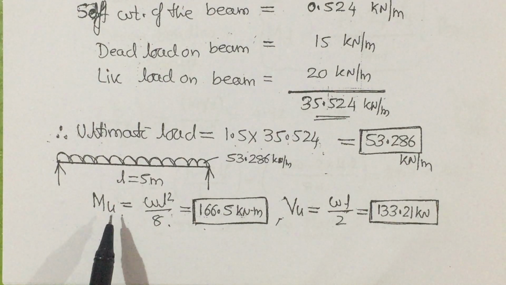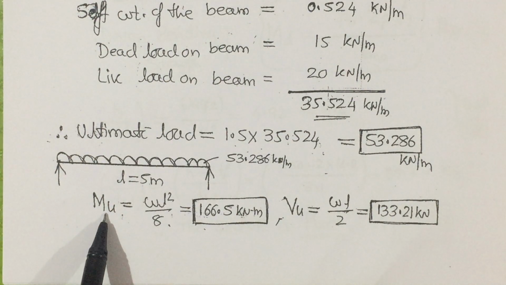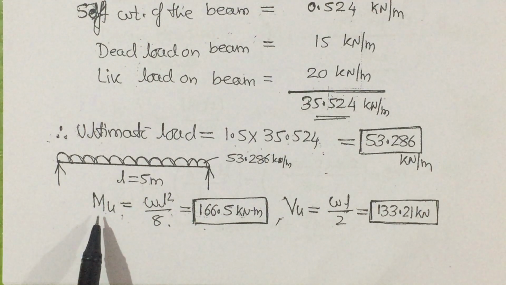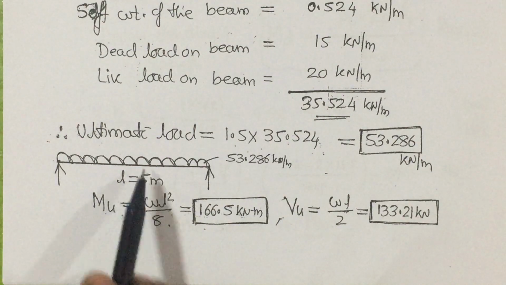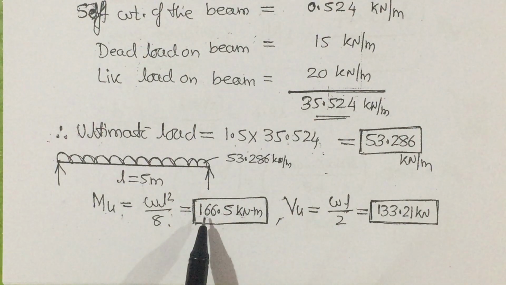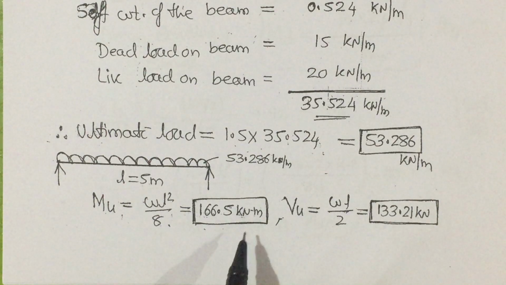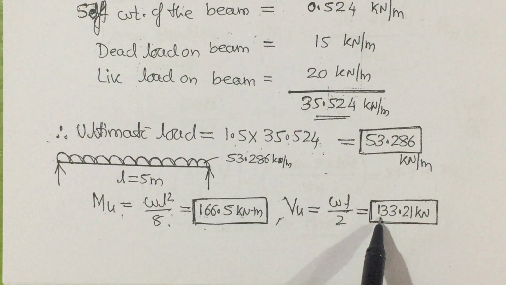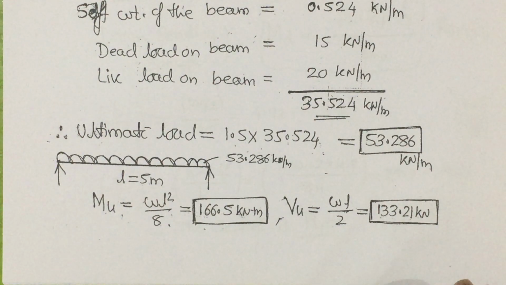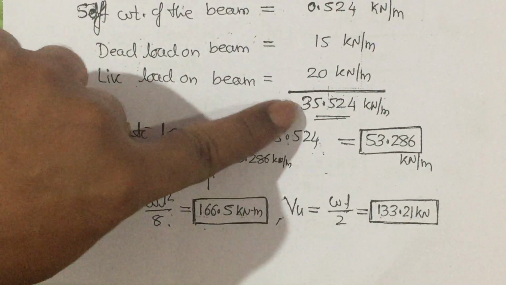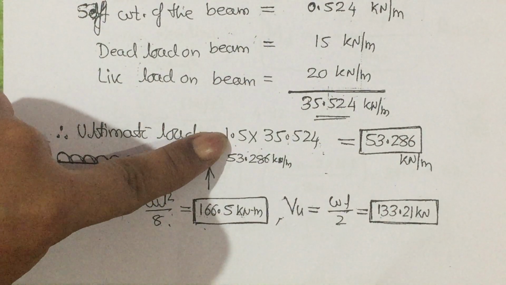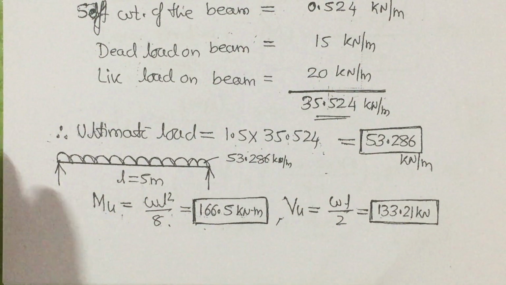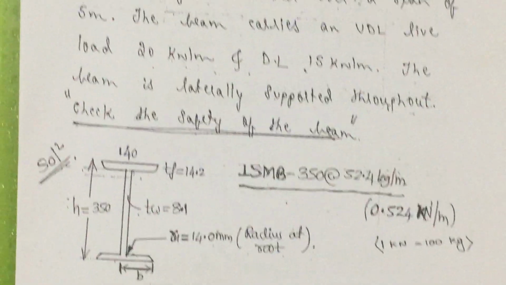Now, calculate ultimate bending moment as well as shear, ultimate moment and ultimate shear. Ultimate moment is given by WL square by 8, it is standard. We are going to get the value as 166.5 kilonewton meter. Then ultimate shear is given by WL by 2, you are going to get 133.21 kilonewton. We did load calculation, we got the working load, then calculated factored load, then with respect to the given condition, calculated ultimate moment and ultimate shear by using the standard formulas.